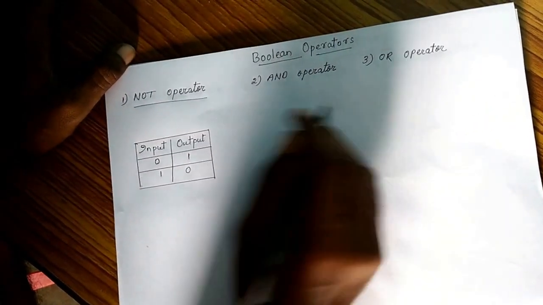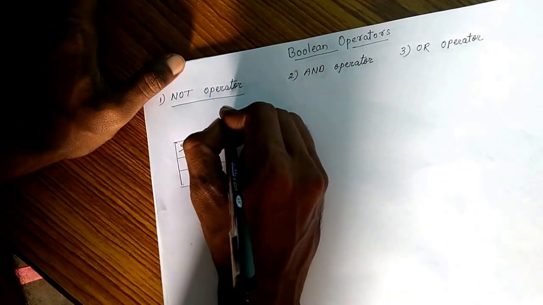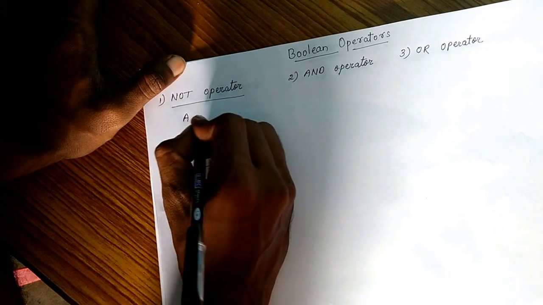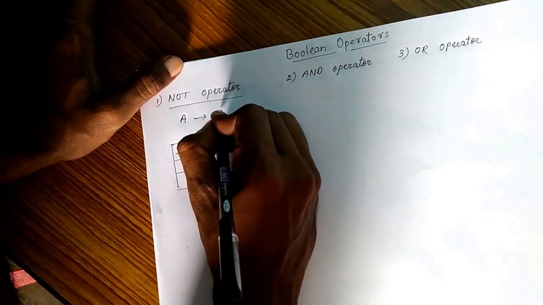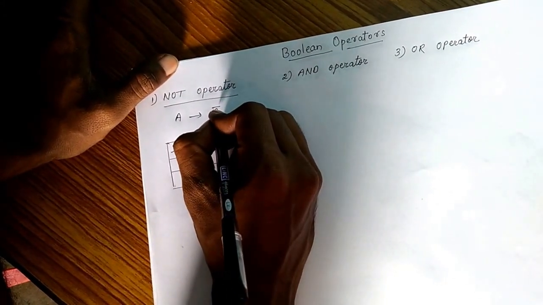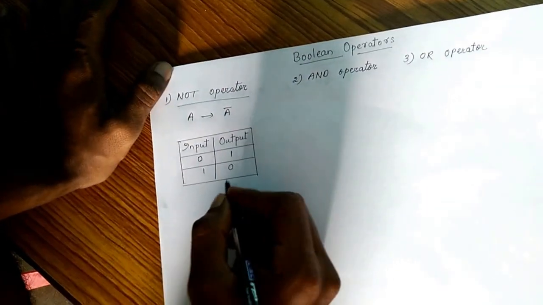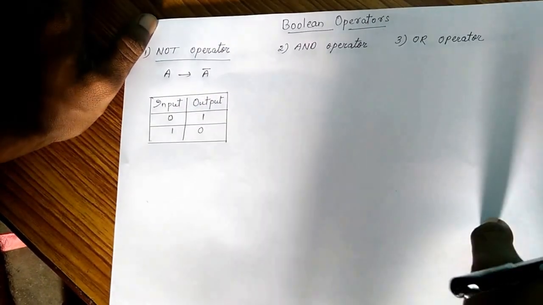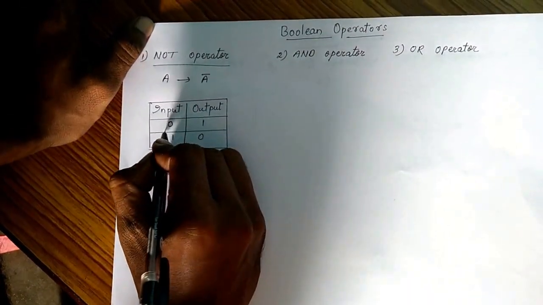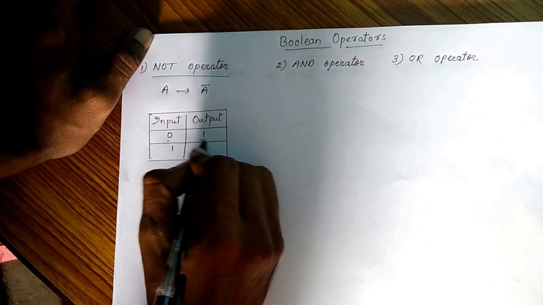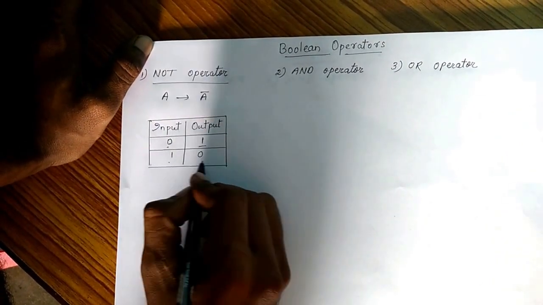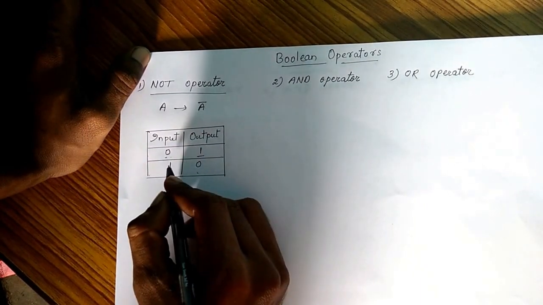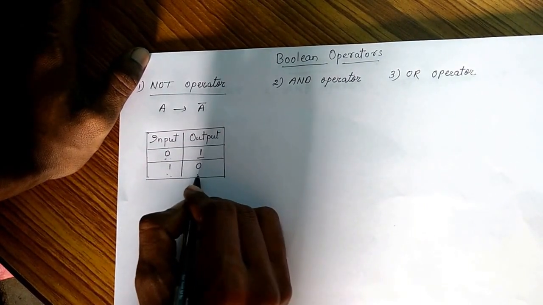The NOT operator is generally denoted by a bar sign. That means if A is any variable, then its NOT is A bar. We read it as A not. Now let's see how the NOT operator works. The NOT operator converts the binary number 0 into 1 and 1 into 0. That means if the input is 0, the output is 1, and if the input is 1, then the output is 0.